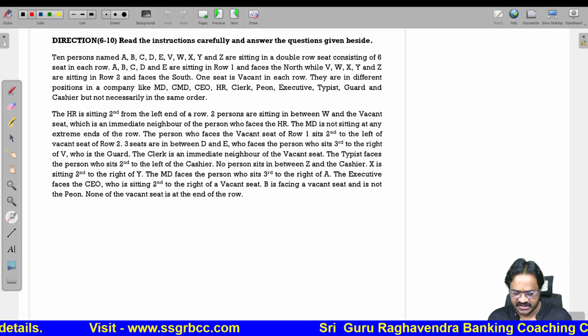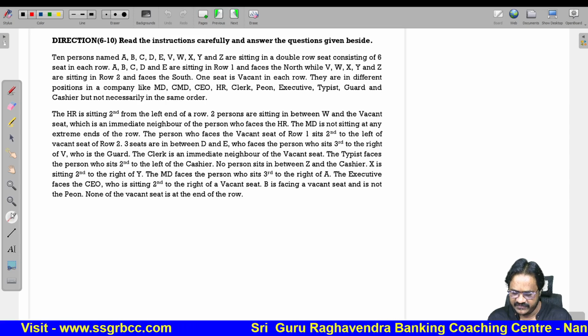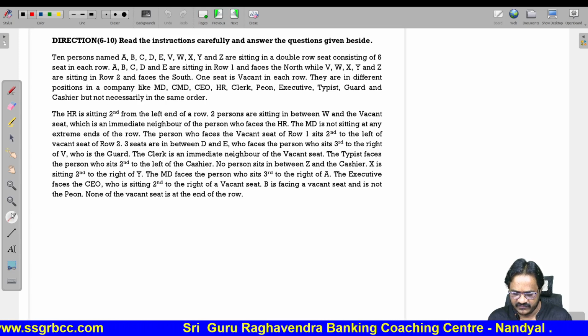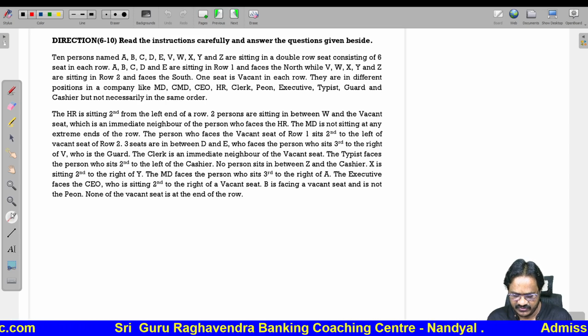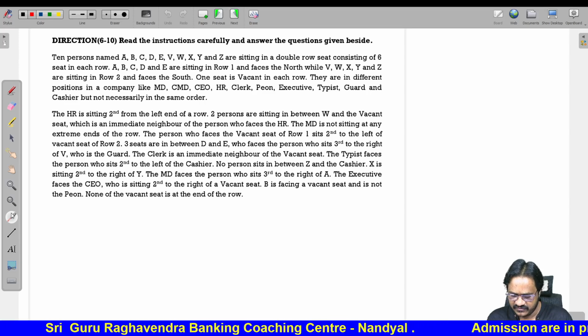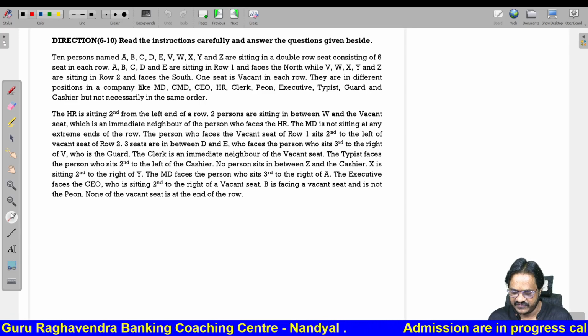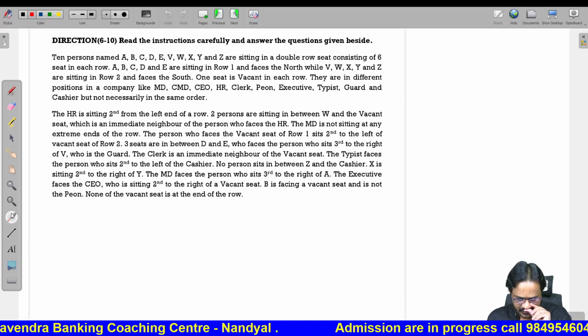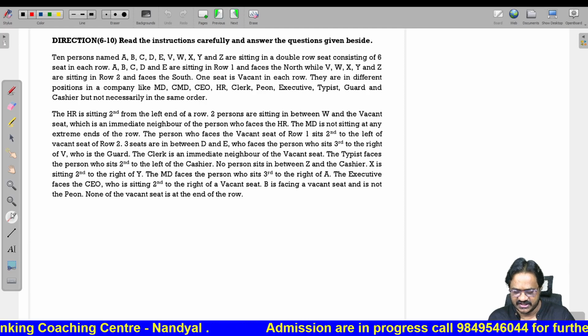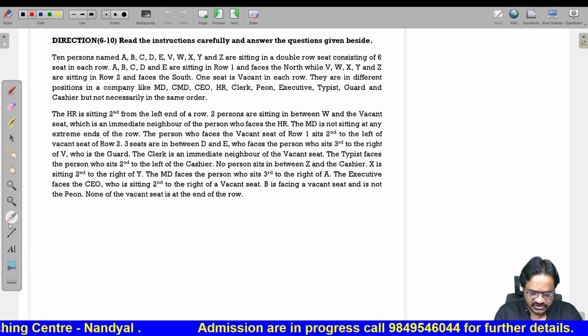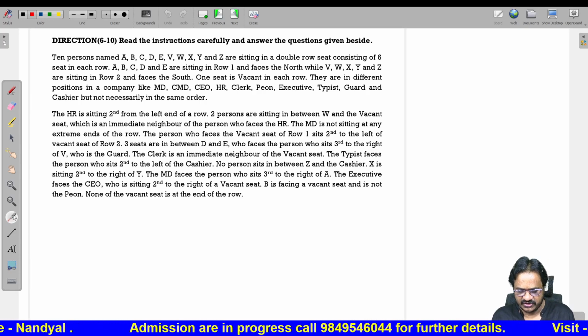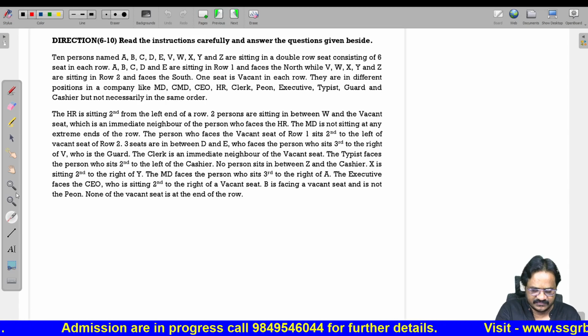X is sitting second to the right of Y. MD faces the person who is third to the right of A. Executive faces CEO, who is second to the right of the vacant seat. B is facing the vacant seat and is not a peon. None of the vacant seat is at the end of the row. So this is the question related to one linear arrangement.